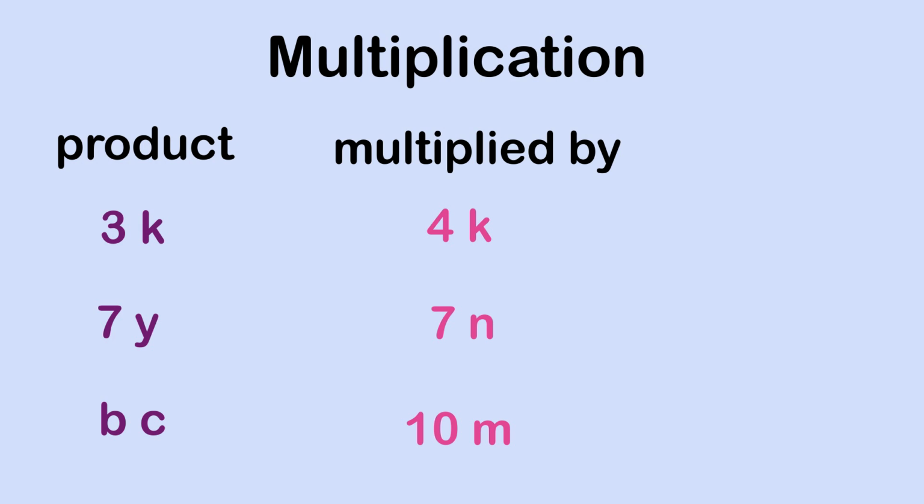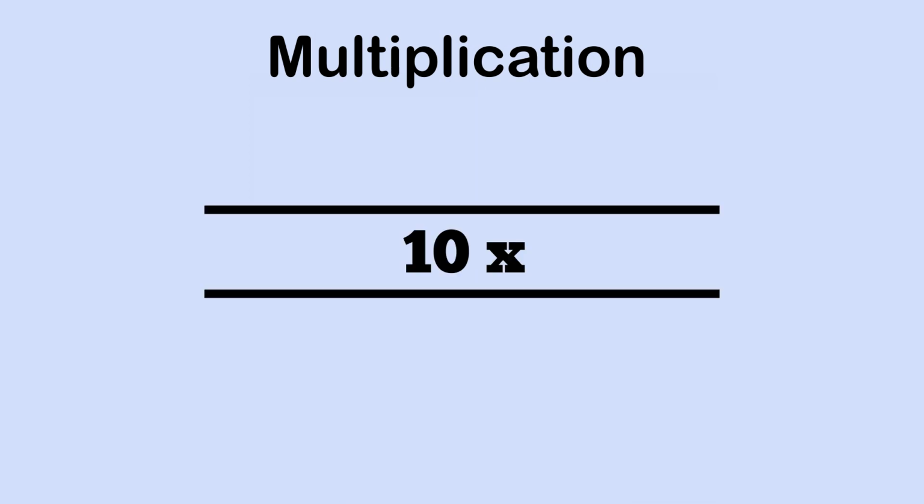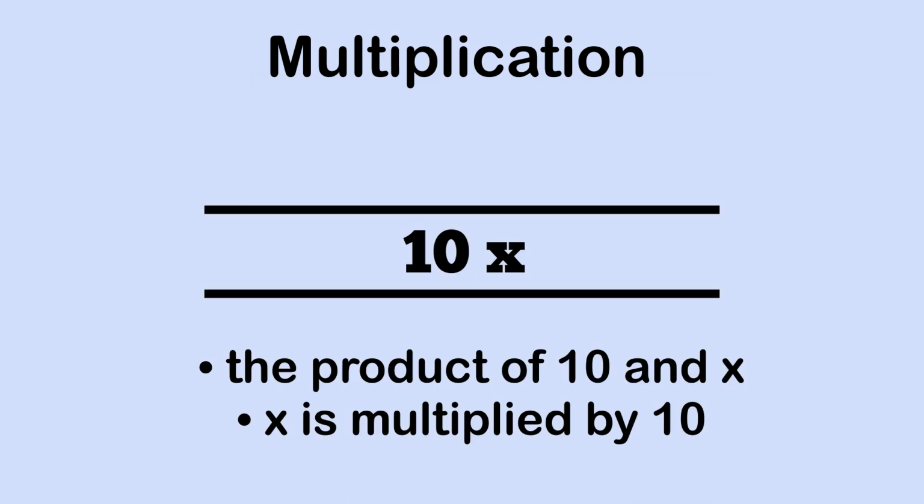There are also 2 special multiplication words which you might already be familiar with. Double refers to multiplying by 2, and triple refers to multiplying by 3, like double k, double m, triple a, triple c. Let us now write a sentence to describe an expression. This expression can be described as the product of 10 and x, or x is multiplied by 10. Another one, write an expression that shows the product of x and y.